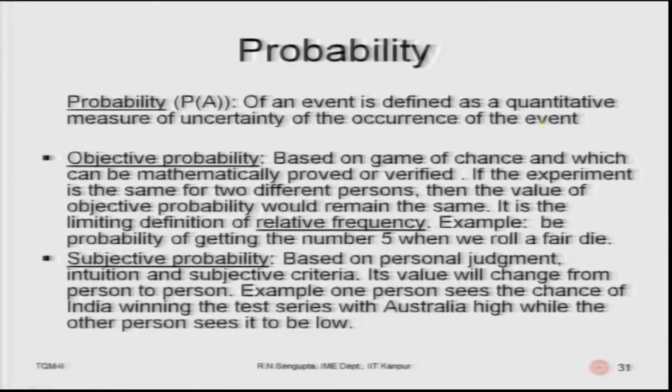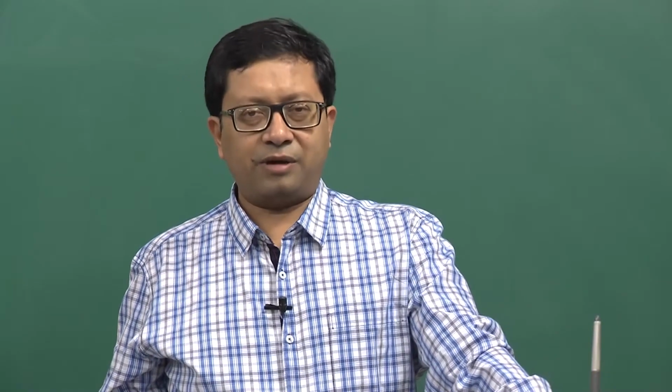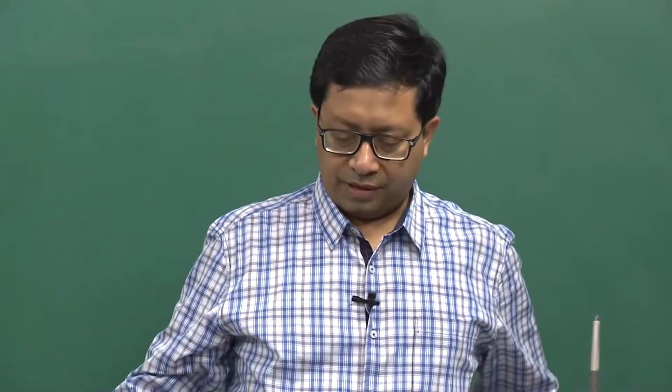Probability of an event is defined as a quantitative measure of uncertainty of the occurrence of the event. Objective probability is defined on the game of chance, and can be mathematically proved or verified. If the experiment is the same for 2 different persons, then the value of the objective probability would remain the same; it would not change. It is the limiting definition of the relative frequency: in the long run, as I increase the number of observations towards infinity, that limiting ratio is the probability.